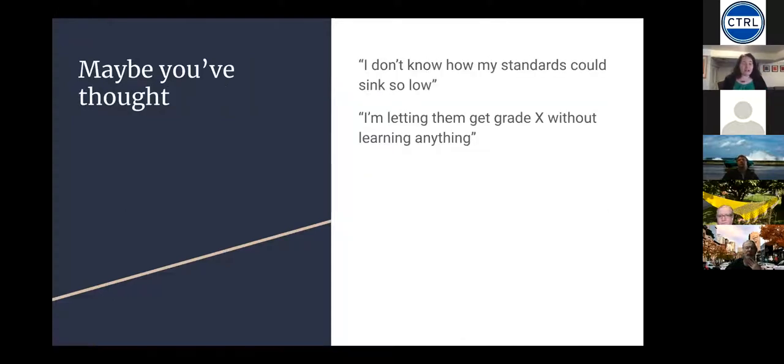Another thing that I have thought as well is, if I'm giving a B minus or something, I really wonder if the students are learning anything in the class. So that's also something that this system really addresses: I have a minimum set of standards that are kept to 100%. So I know that students are achieving particular outcomes if they pass an assignment.